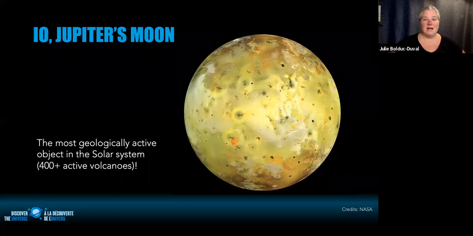And the 4th one is Io, which is completely different. It's actually one of the objects in the solar system with the least water, H2O, on it. But it is the most geologically active object in the solar system. It has over 400 active volcanoes. And that's pretty interesting as well. So it's quite different from the other ones.